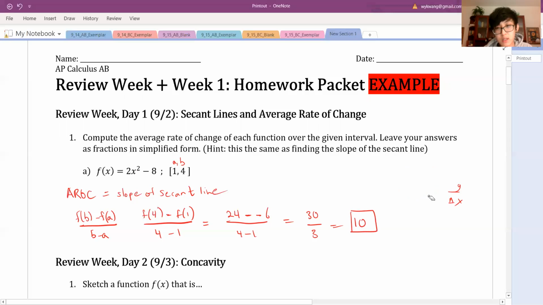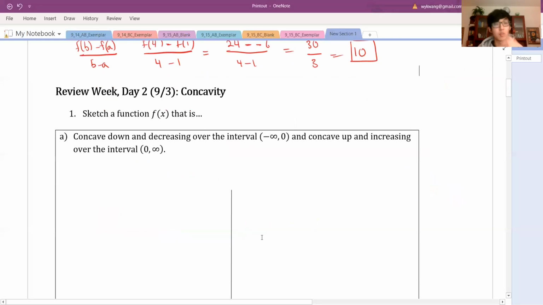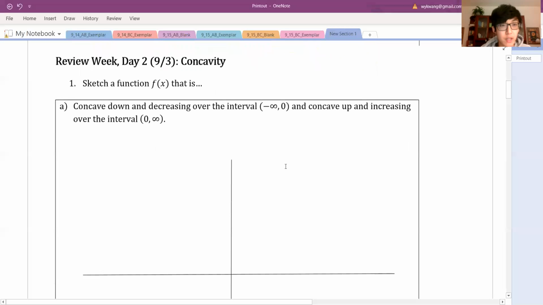So for this one, basically we would have some graph. I'm not exactly sure what this looks like, but probably some type of parabola. And then the slope is 10, so it would be pretty positive. So the secant line probably looks something like this. Right? That was bad, but it connects the 2 points and it's very positive, and the average rate of change is 10. Okay, cool. Moving on to review week day 2 concavity.